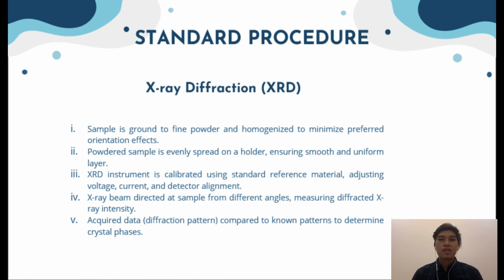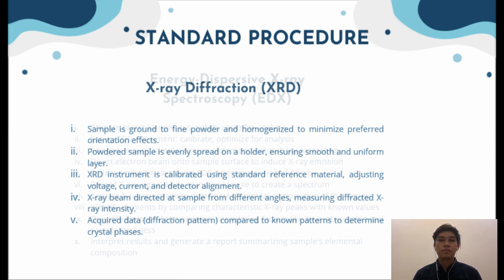Fourth, X-ray beam is directed at the sample from different angles, measuring diffracted X-ray intensity. And lastly, the acquired data, the diffraction patterns, are compared to known patterns to determine crystal phases.